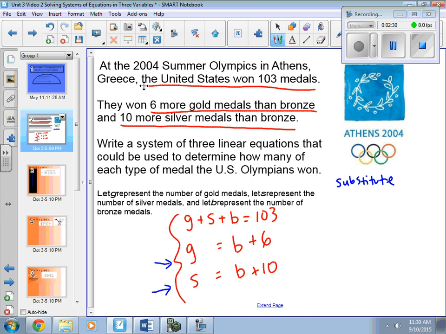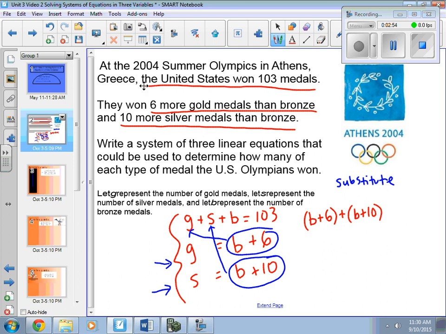So we can take what we know G is equal to and plug it into G, and we can take what S is equal to, substitute it in for S, and now we'd have one equation with only the B variable, which we should be able to solve. So let's make those substitutions to see what it looks like. We'd have B plus 6 plus B plus 10 plus that other B should be 103 medals.